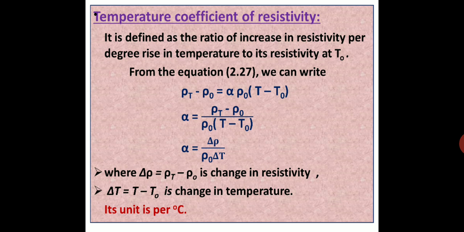Simplify, then alpha equal to rho t minus rho naught divided by rho naught into t minus t naught. So final equation alpha equal to delta rho divided by rho naught into delta t. Delta rho is the change in resistivity, delta T is the change in temperature. Its unit is per degree Celsius.